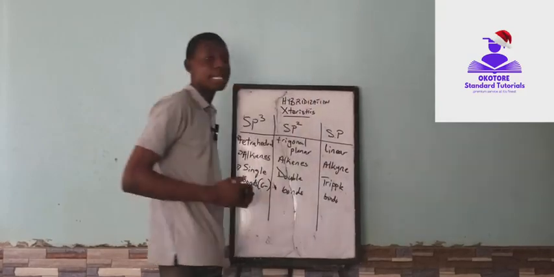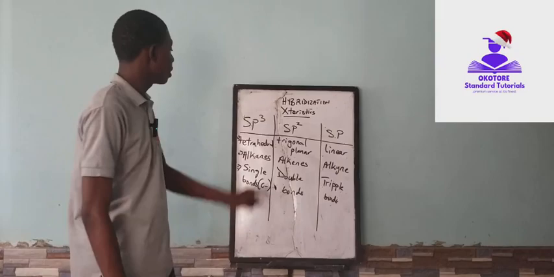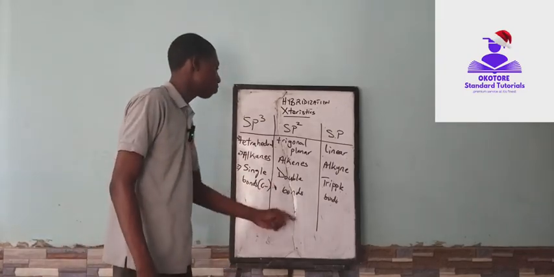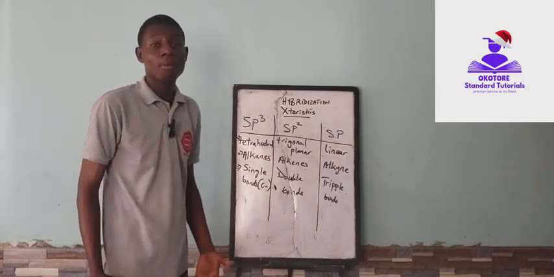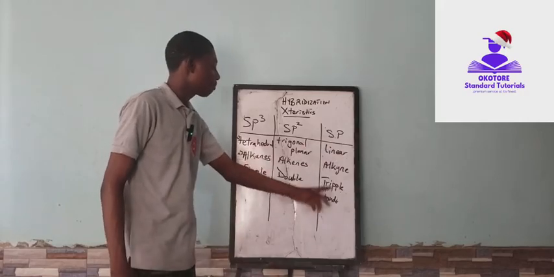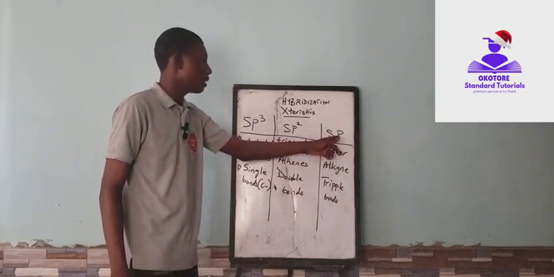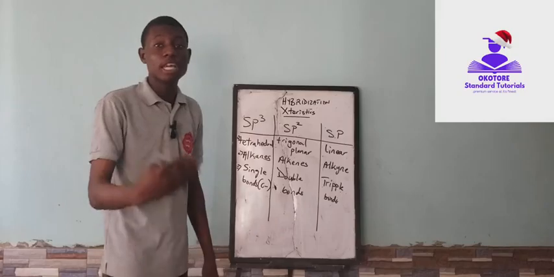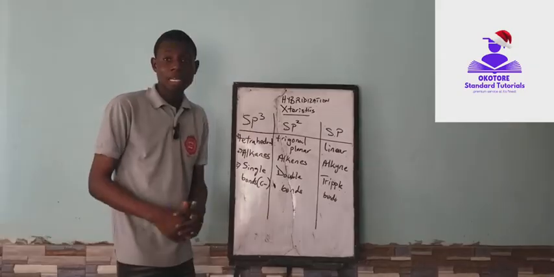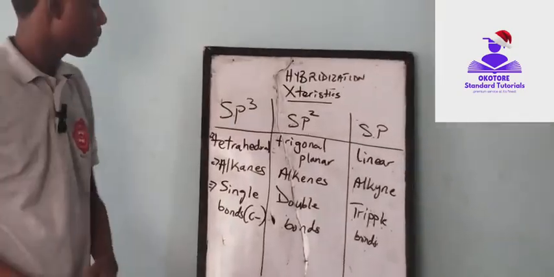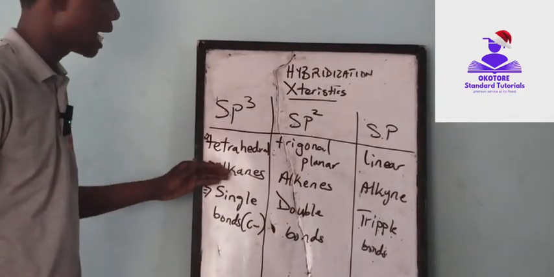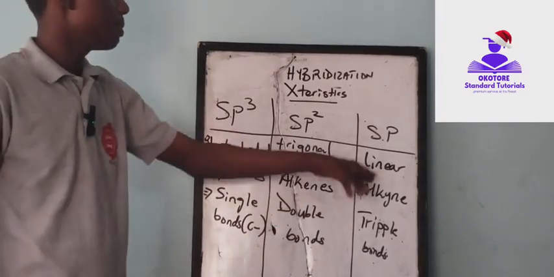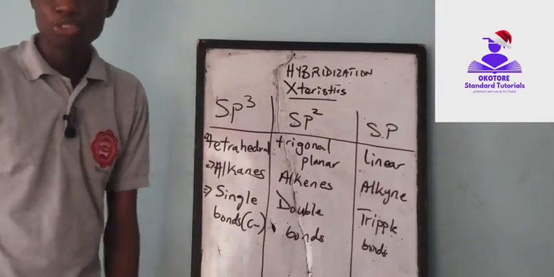Are we clear? So basically, because your alkanes have single bonds, your sp3 hybridization will have what type of bond too? Single bond. Because your alkenes have double bonds, your sp2 will have what type of bond too? Double bonds. Your alkynes have triple bonds, so your sp will have also what type of bond? Triple bonds. Are we clear about that? So I said that our sp3 is tetrahedral, they are alkanes, they have single bonds. sp2 is trigonal planar, they are alkenes, they have double bonds. sp is linear, alkynes, and they have what? Triple bonds. Are we clear?